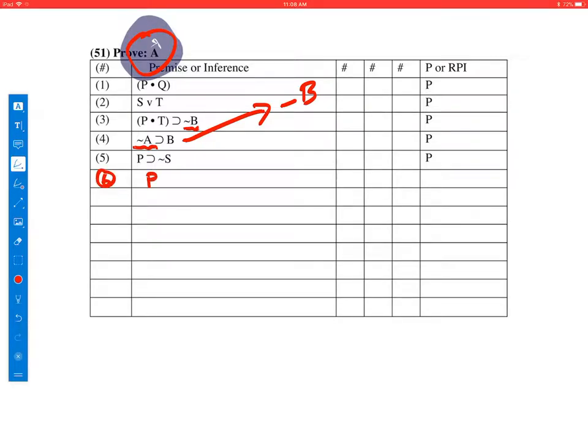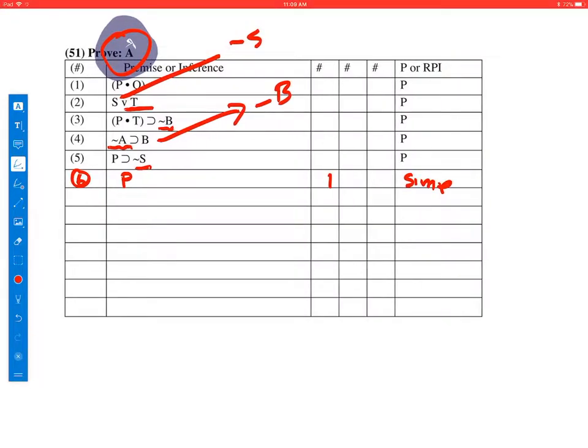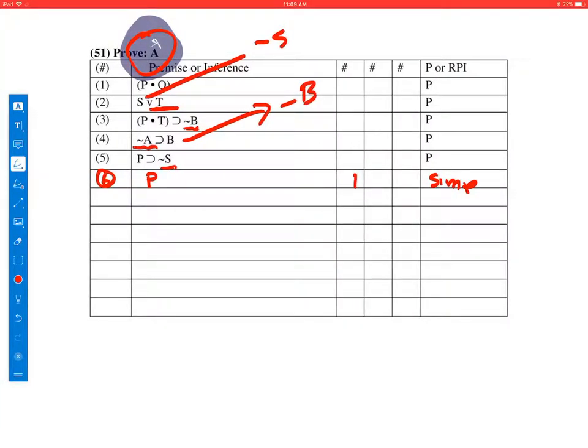Look at line 1. I can get a P from the P and the Q from 1 by simplification. Then I need to get a T. There's a T in line 2. It's part of a disjunction, so I need a not S. And I can get a not S from line 5 if I had a P. And guess what I just created on line 6? A P. So I get my not S from 5 and 6 by modus ponens.